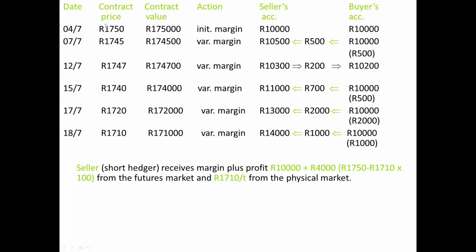But remember, when the seller goes into the cash market to sell his physical good, his actual maize, the going price in the cash market for the 18th would only be 1710. So he will go into the cash market and sell it at 1710. But remember, he wanted 1750. So the difference he will gain from the futures market, and that's what we are trying to explain there. So he sells at 1710 plus the 40 Rand that he gains from the futures market, and then he gets back to the original hedging level, which was 1750.